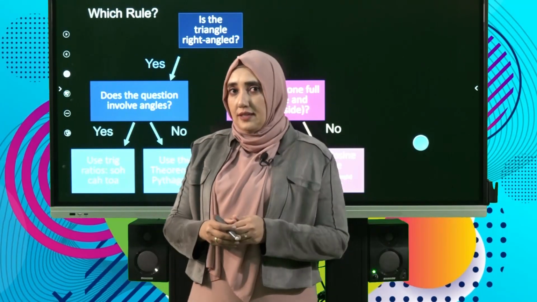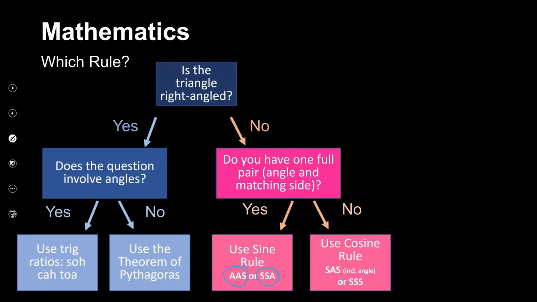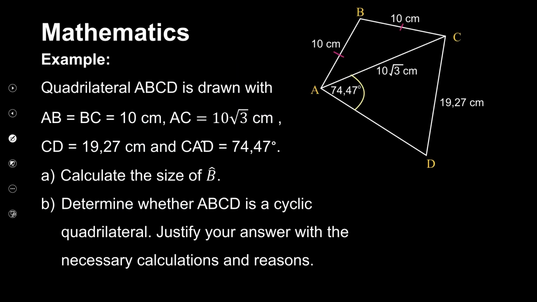Okay, so that was a quick recap of the rules. Let's get to our first example. Quadrilateral ABCD is drawn with AB and BC both equal to 10. So we've got an isosceles triangle there. And we're given AC is equal to 10 root 3. And they've given us the length of CD. And they've given us one angle, 74,47 degrees. Okay, and they want us first to calculate the size of B.